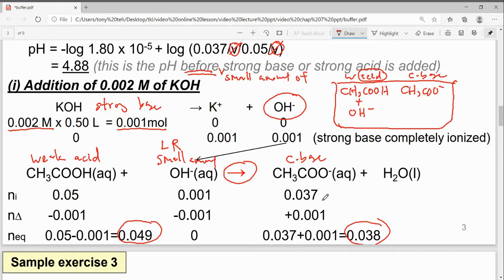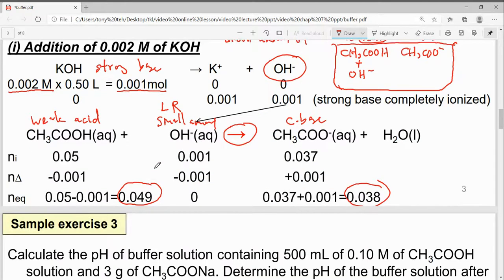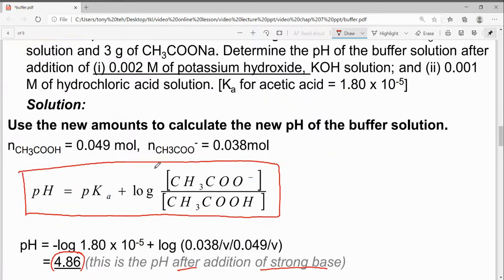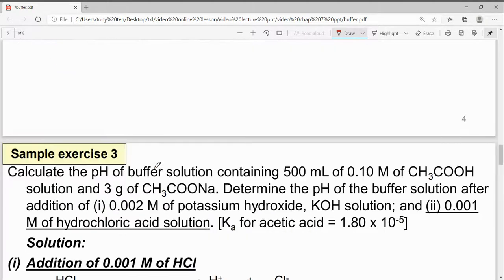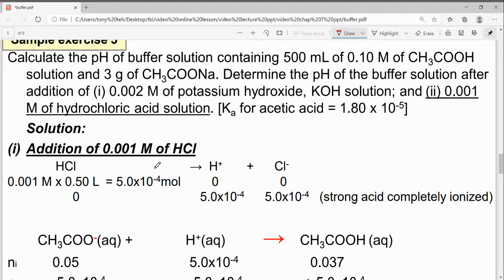Before the addition of strong base, we have 4.88. So the difference is not big, meaning that the buffer solution can maintain its pH. Just now we added strong base. Now we add small amounts of strong acid. Same thing again.